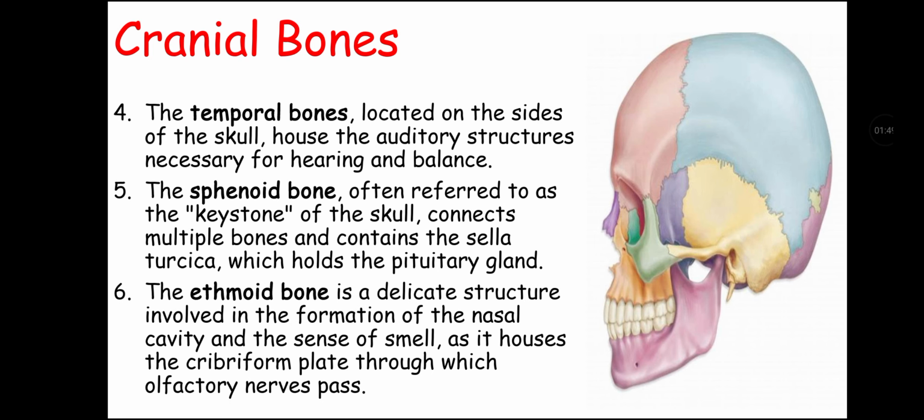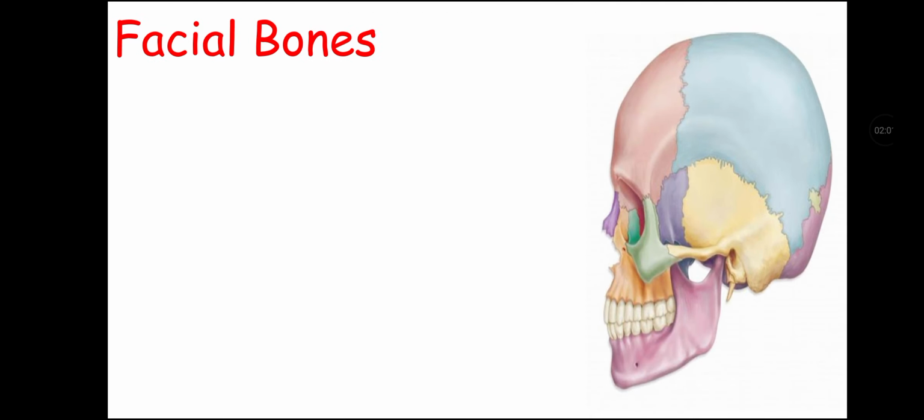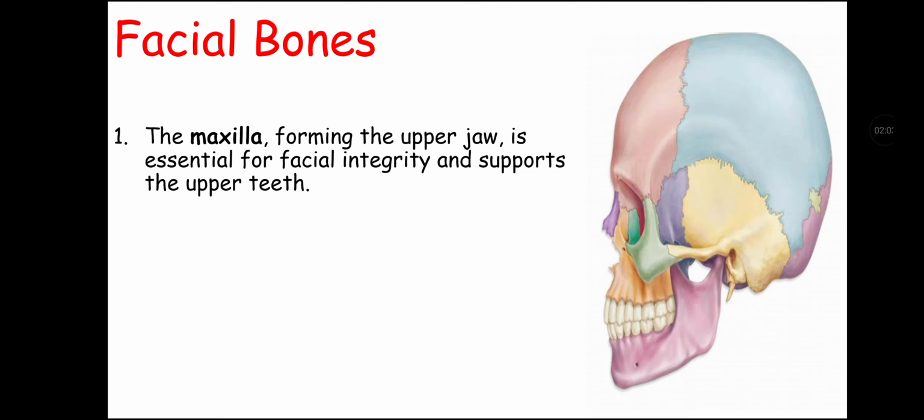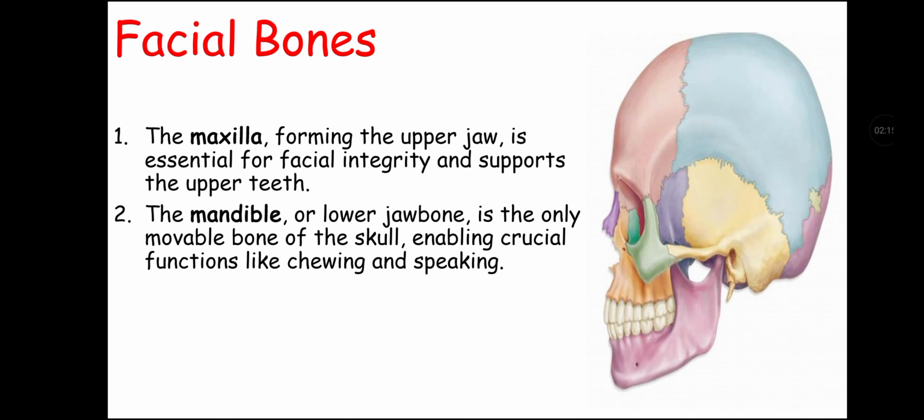Then we have the ethmoid bone, a delicate structure involved in the formation of the nasal cavity and the sense of smell, as it houses the cribriform plate through which the olfactory nerve passes. Now let's talk about the facial bones. In the facial bones we will talk about the maxilla, that is the orange color bone in the diagram, and it forms the upper jaw that is essential for facial integrity and supports the upper teeth.